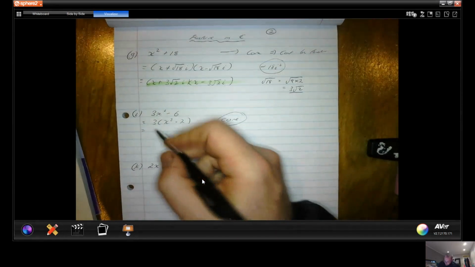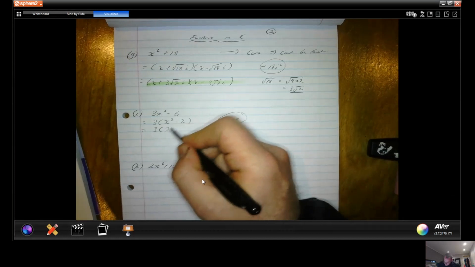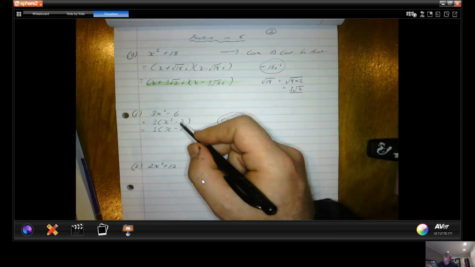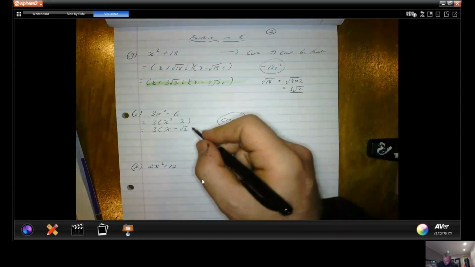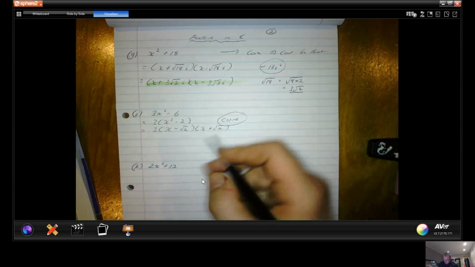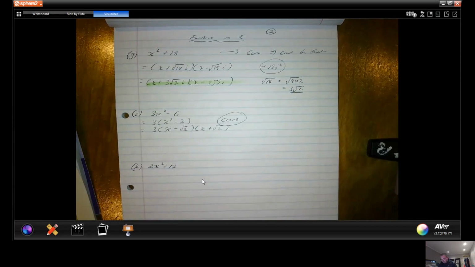And what is it going to be, Pila? Well, it's going to be x minus root 2. You don't have to have an i here. If it's minus, there's no i. If it's plus, there's going to be an i. x minus root 2, x plus root 2. If you multiply that back out, you're going to get x squared minus 2.